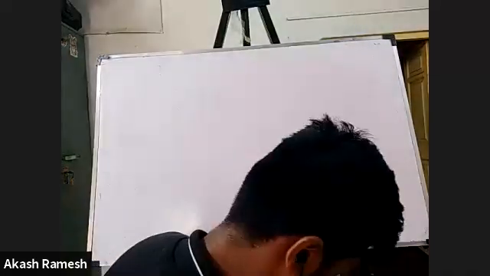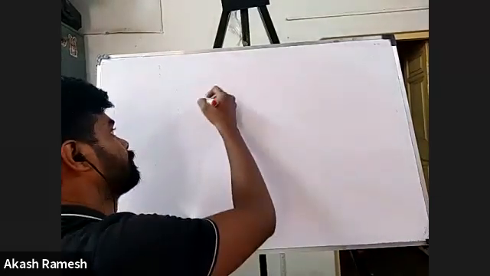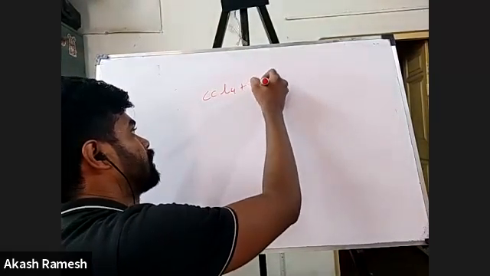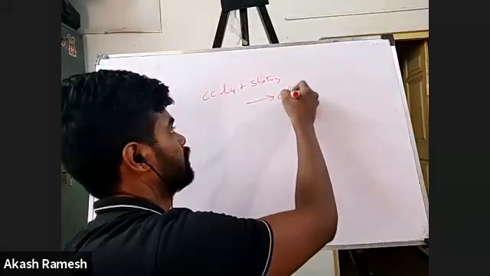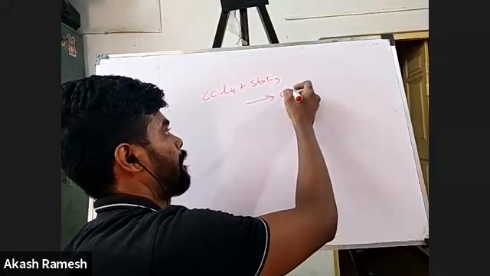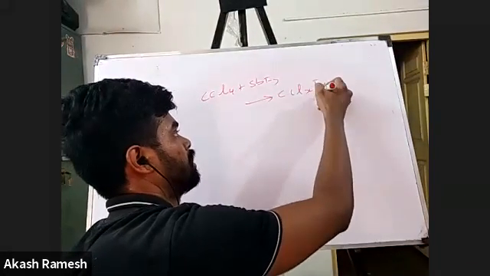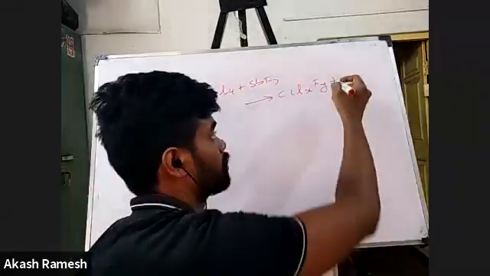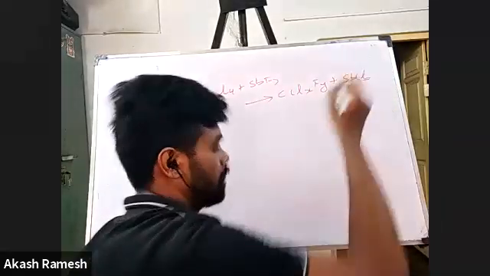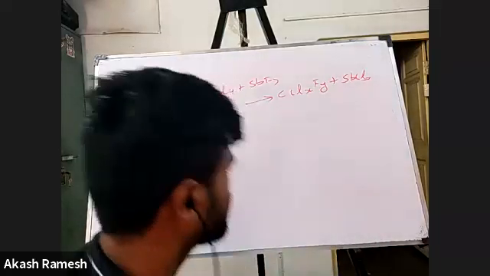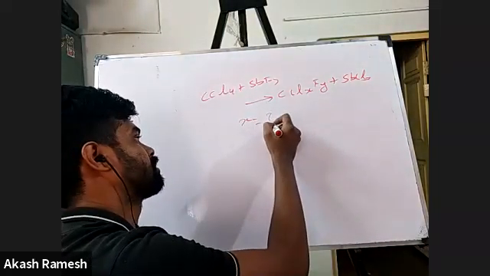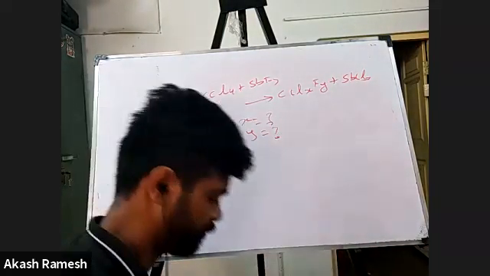Right. So CCl4 plus SbF3 gives CClXFY plus SbCl3. Okay. So they're asking you what is this X and Y value? What is X and what is Y? Right.